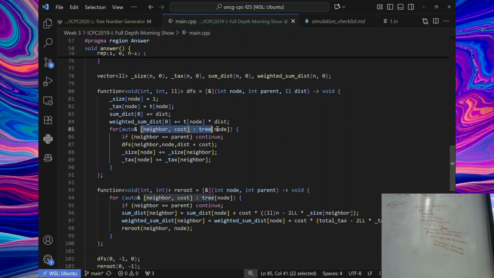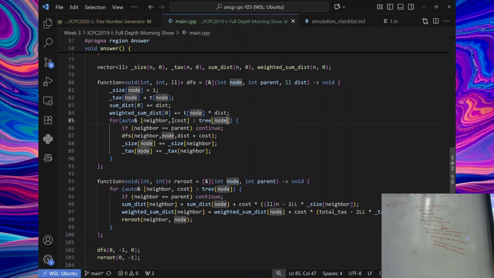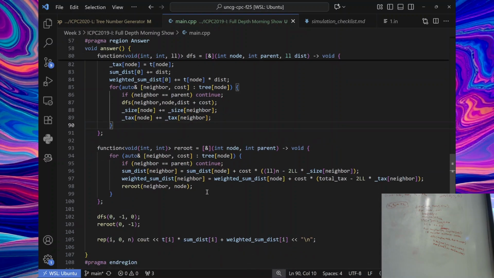So then here's that model, right? Here's that loop: neighbor and cost for the tree and node. If the neighbor is the parent, skip. Otherwise recurse. After the recursion is all said and done, it fills it out and comes all the way back up. And then we fill in our size and tax information with the size and tax information from its subtree.